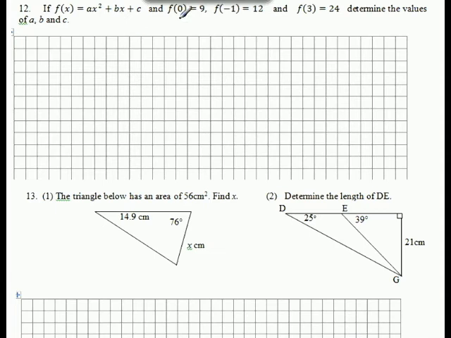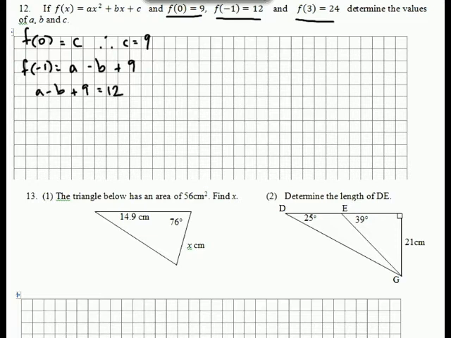In question 12, we have to use these bits of information here. So first up, f of 0 means put 0 in place of x. So you put 0 there, you put 0 there, you're left with c. And therefore c must equal 9. Now f of minus 1. Put the minus 1 in place of x, we end up with plus a minus b plus c, and that is all equal to 12, which can then be rewritten as a take b equals 3.